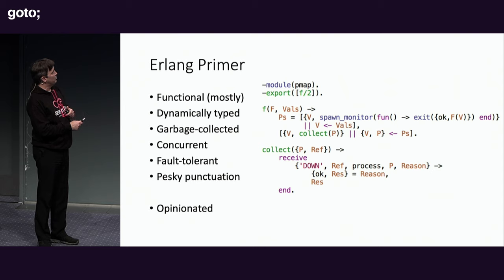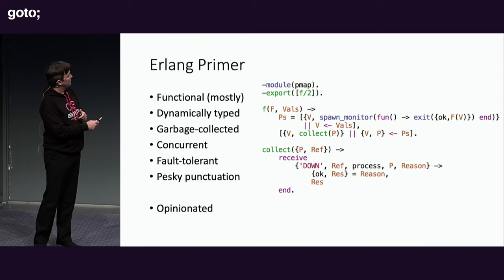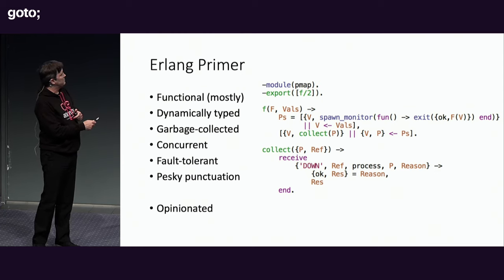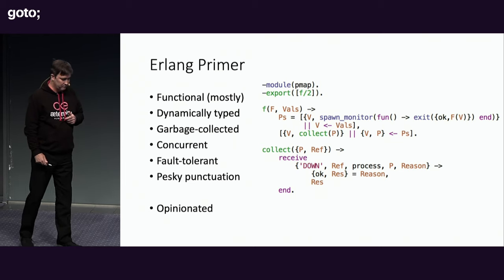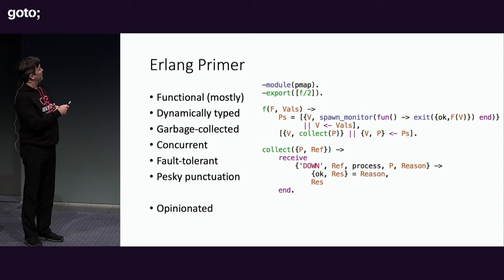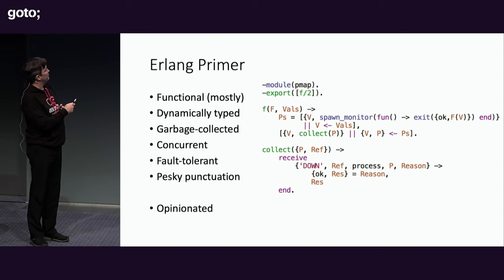And the process we spawn will start in this function. It will apply this function object. And what this does, surprisingly, perhaps, it simply exits. But it's allowed to produce an exit reason, and here we apply the function f on the value v that we inherited from the context, and then we wrap it in a tuple. This will become clearer later on. And then, comma, end of expression.